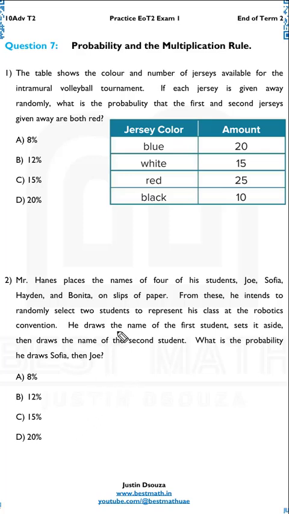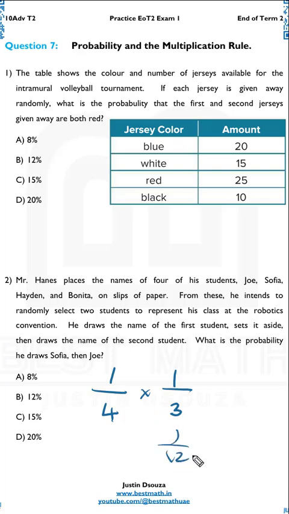then Joe. So when you're drawing the first one, Sophia, it's one person which we require. That's Sophia, out of how many people? 4 are there. But the second time, we need Joe. That is one person, but there are only 3 possibilities because already Sophia is gone.